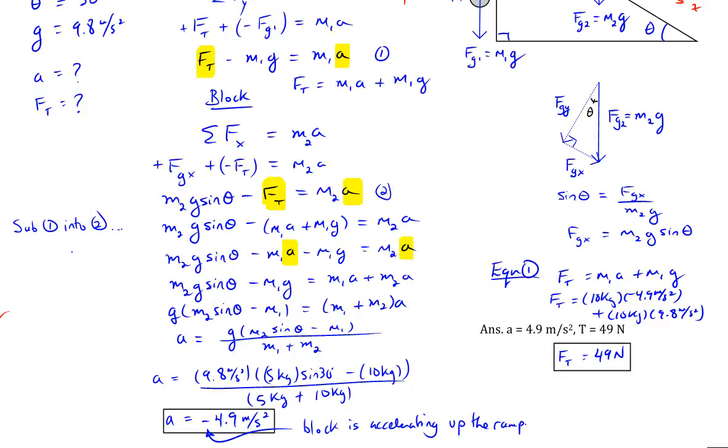All right, so our acceleration has a magnitude of 4.9. You can neglect the negative when we're giving the answer and just say what direction it's actually going. And then the tension is 49 newtons. Okay, and that's it for this example.